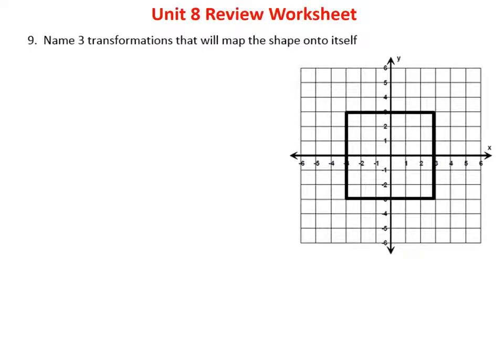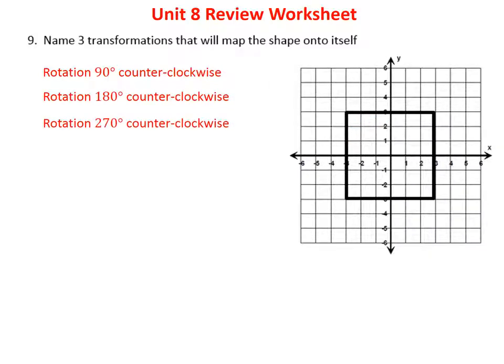First thing I notice is that I can simply do a rotation. If I rotate this square 90 degrees, I still have a square. In fact, I can do it again. I can rotate it 180 degrees and get a square, or 270 and get a square, or I could go all the way around 360 and come back to where I was. So you can do a rotation.